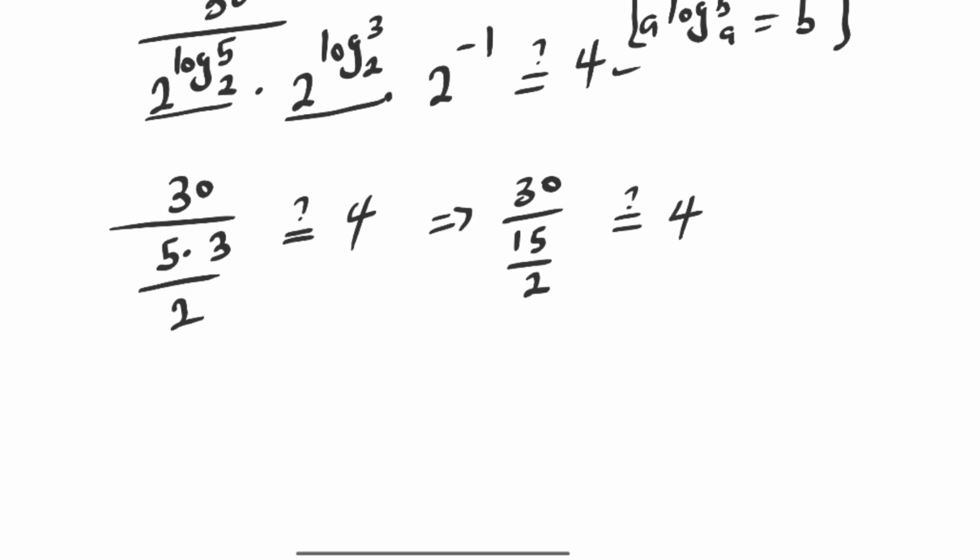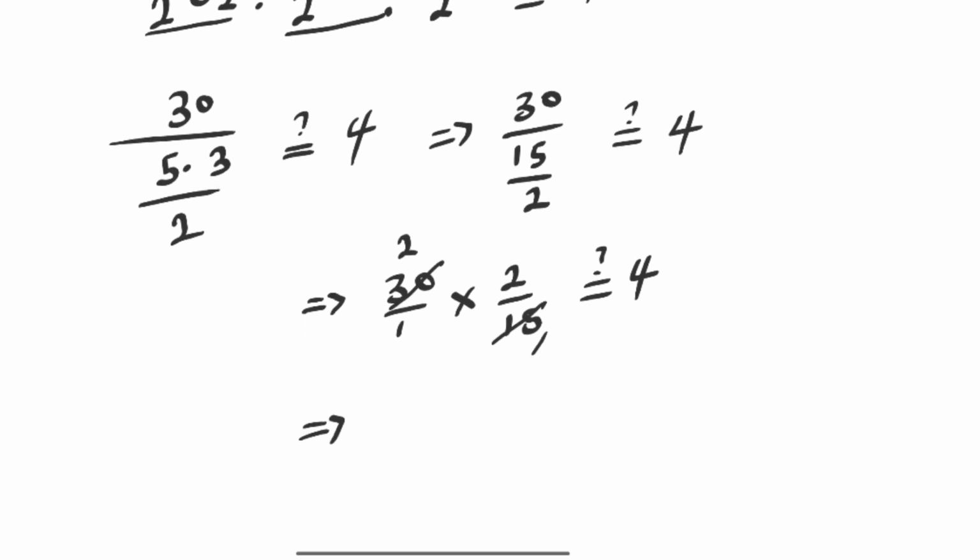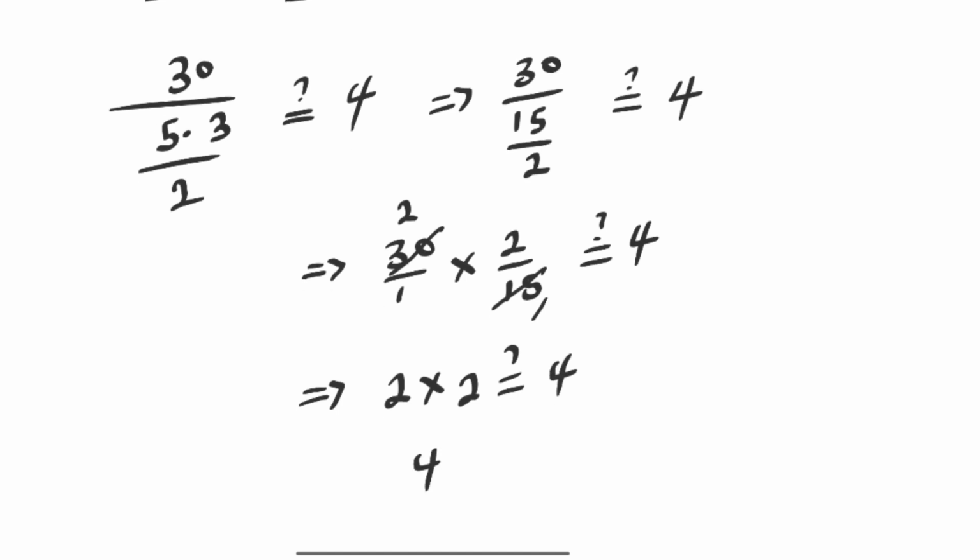Then if you transform this, we have 30 over 1 multiplied by 2 over 15 must be equal to 4. Then 15 here 1, 15 here 2. We have 2 multiplied by 2 must be equal to 4. And of course, 2 multiplied by 2 is 4, which is equal to 4, which is true.